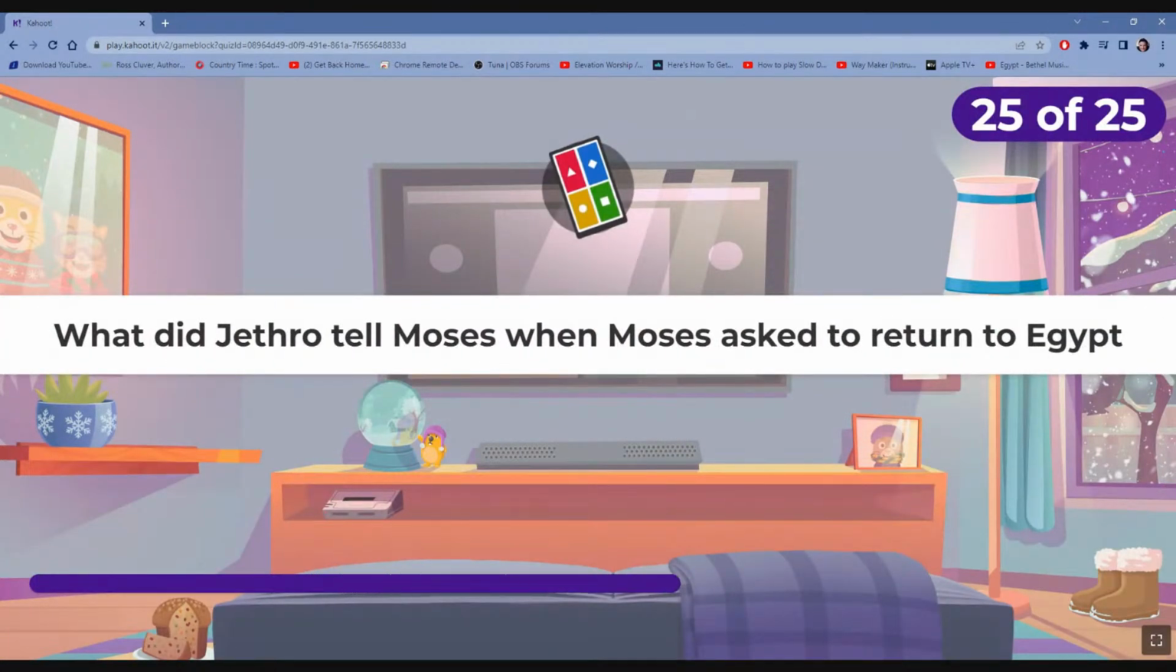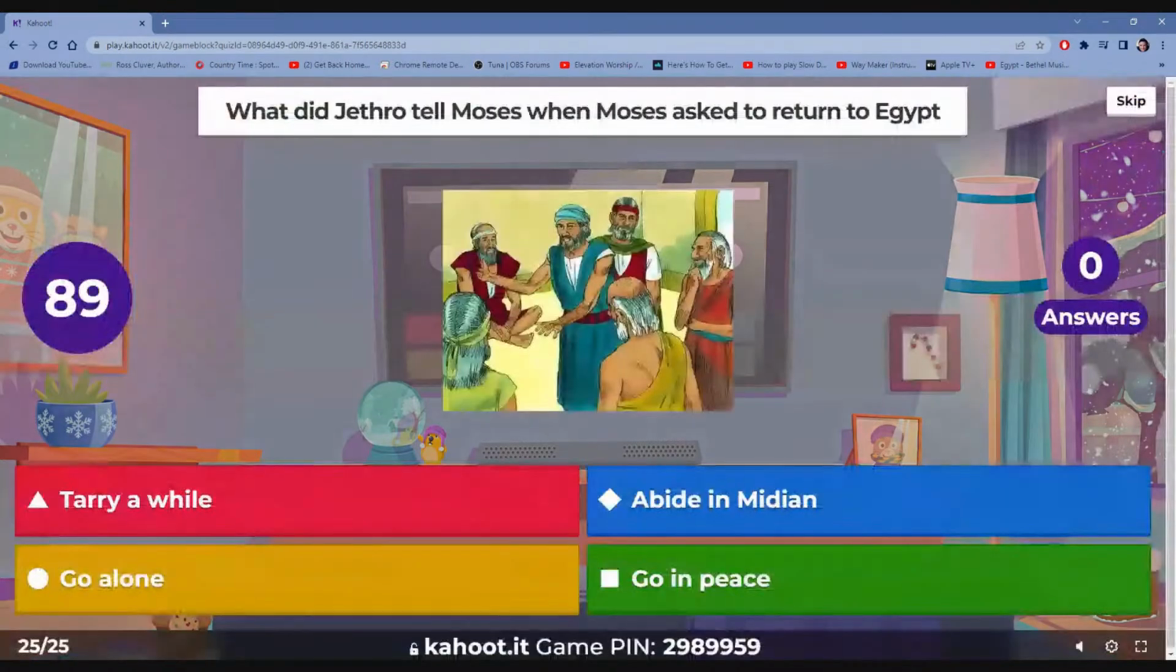What did Jethro tell Moses when Moses asked to return to Egypt? Red, tarry a while. Blue, abide in Midian. Yellow, go alone. Or green, go in peace.